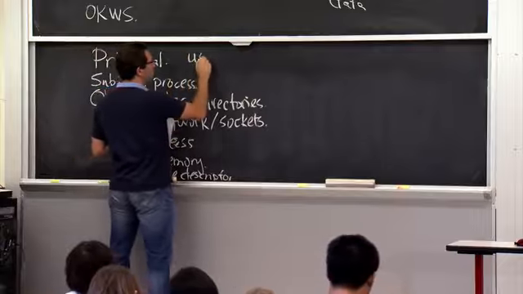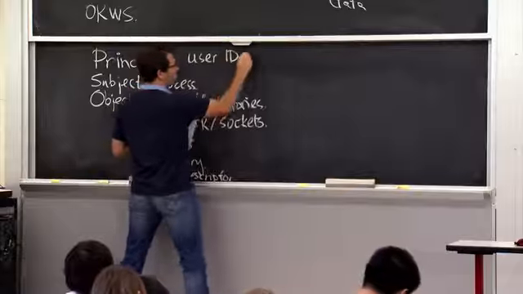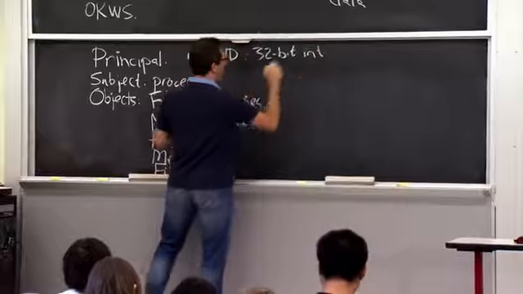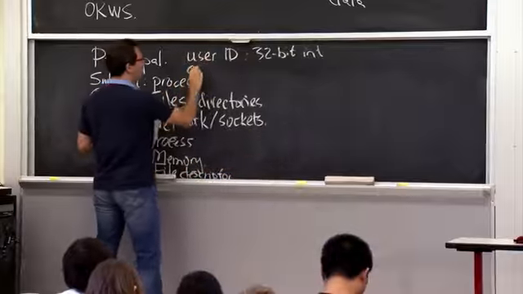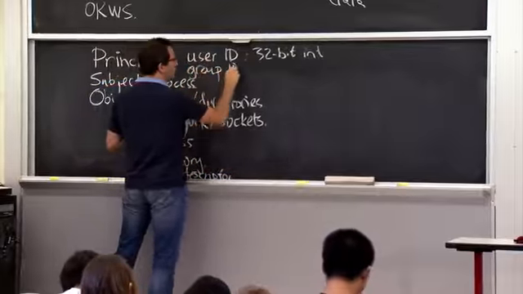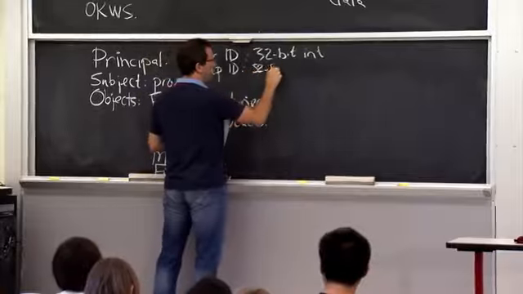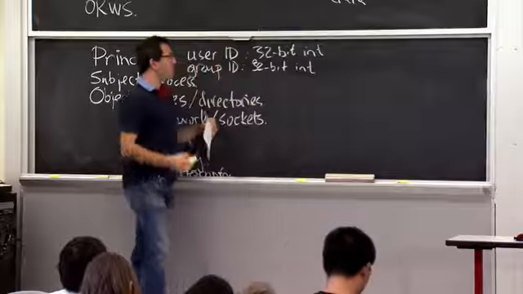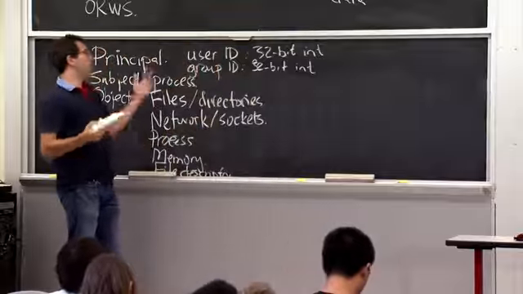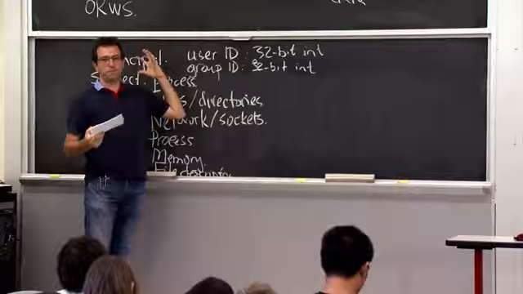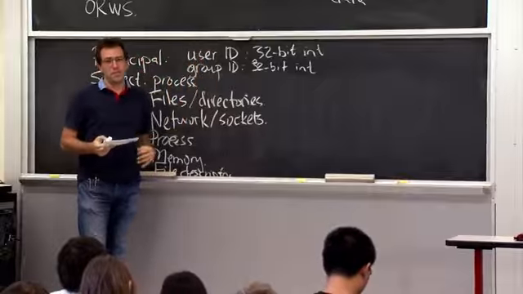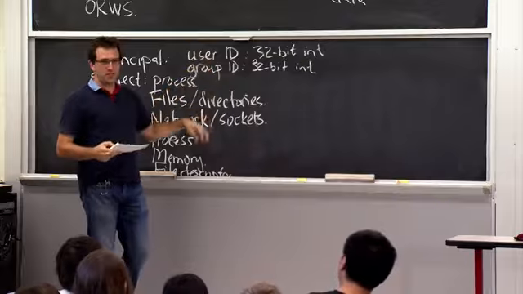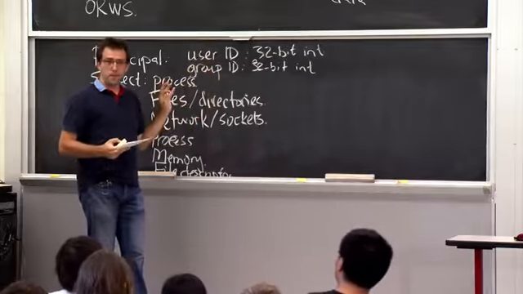There's something called a user ID, which is just a 32-bit integer. And there's also a group ID, which is also a 32-bit integer. And there's not really a great reason why they're different. It would have been nice if they were just a uniform set of 32-bit integer principal numbers. But unfortunately, Unix sort of splits them into two categories. There's user ID integers, and then there's group ID integers.